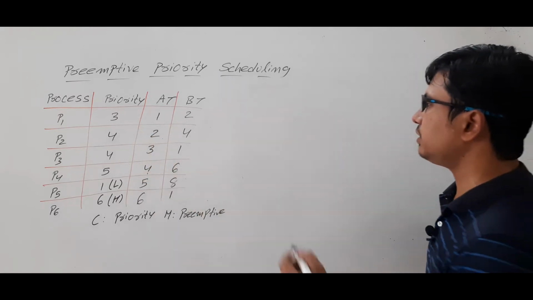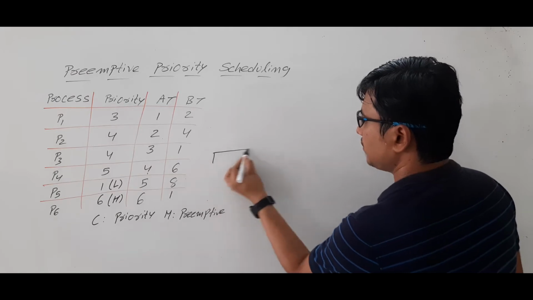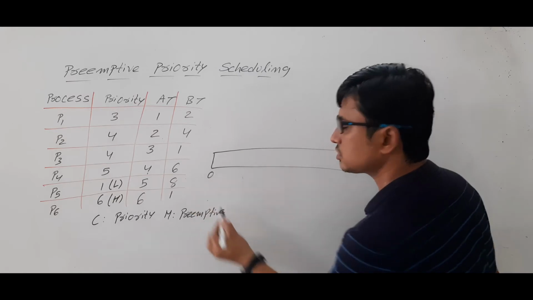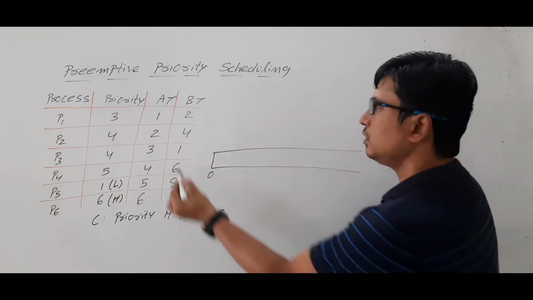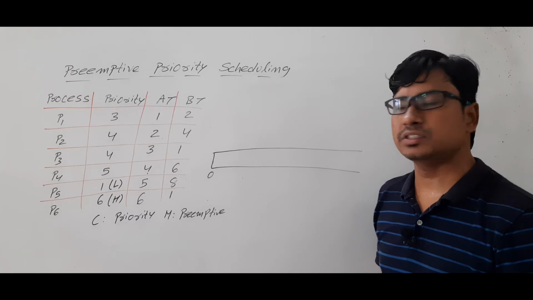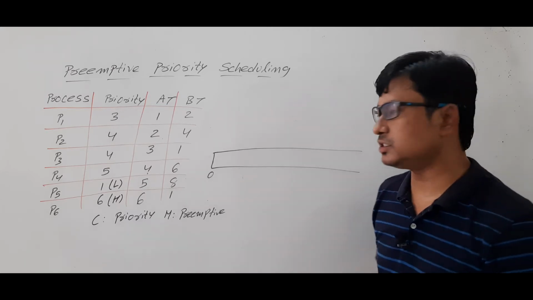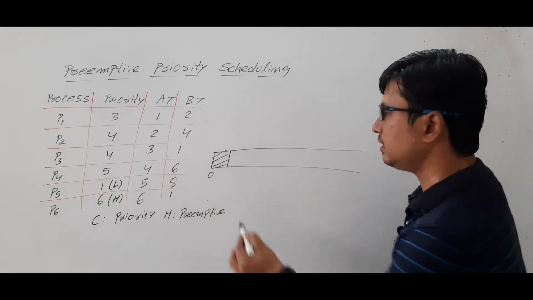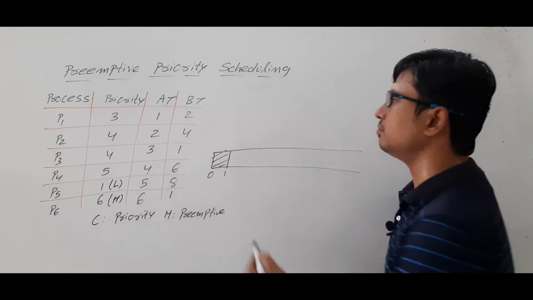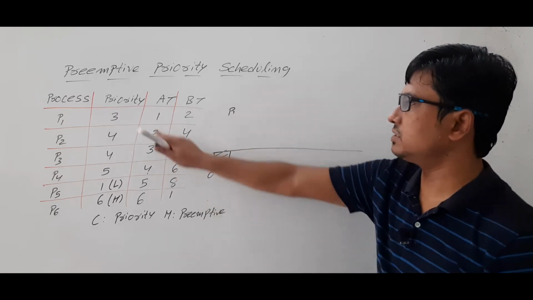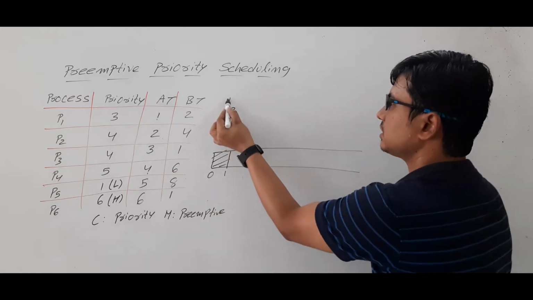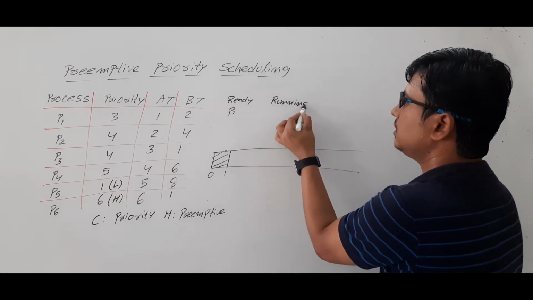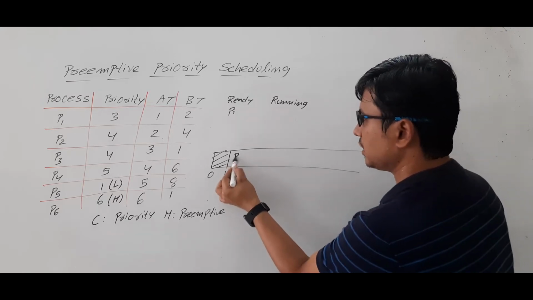To solve any scheduling mechanism, we need to draw the Gantt chart. Always, the Gantt chart starts from 0 units. Look at whether any process has arrived at 0 units of time. None of the processes has arrived at 0 units of time, so the CPU will be idle. Now at 1 unit of time, process P1 has arrived. Is it clear? So only one process is there in the ready state. Then we will dispatch it to the running state. So process P1 will be dispatched.